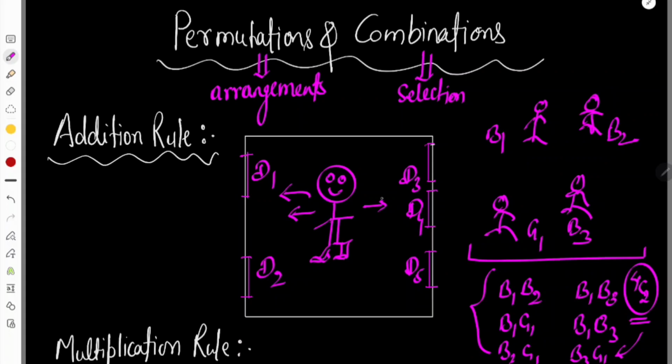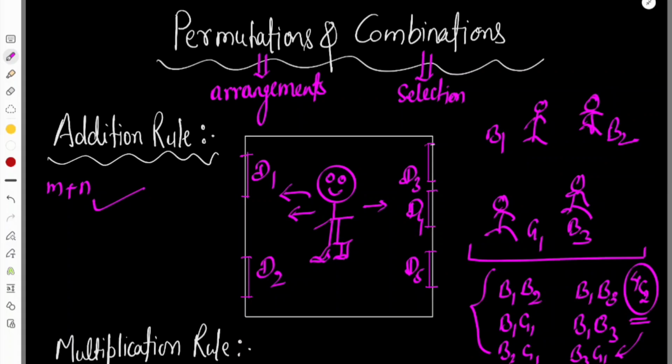Meaning, you are doing one work, but the same work can be done in 3 different ways and 2 more different ways. If a work can be done in m ways and the same work can be done in n more different ways, then the total number of ways to do that work is m plus n. That is called the addition rule, or addition principle.